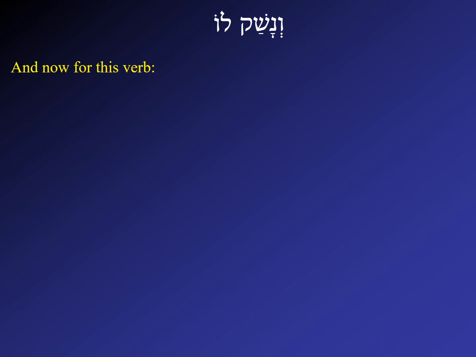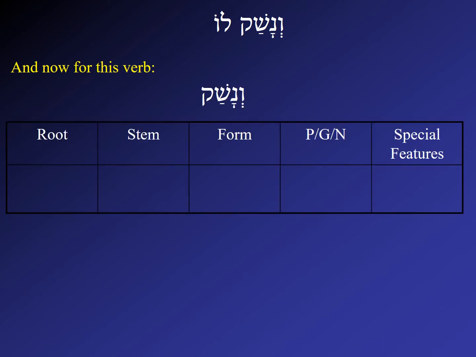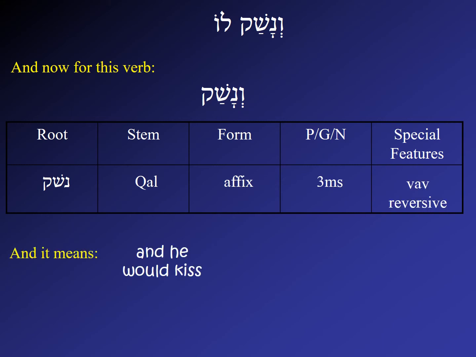So now we can parse this verb, venashak. Simple enough, nashak, kal, affix, third masculine singular, vav reversive, translated to frequentative past, and he would kiss.